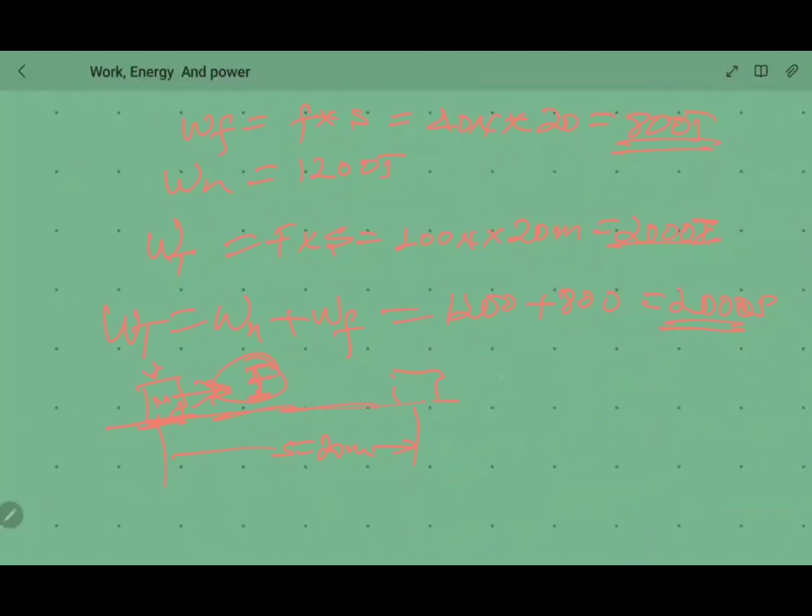So the very important thing to note here is the total work done. The total work is equal to the change in kinetic energy plus the work done against friction. So this is a very important principle or rule to apply in solving problems.